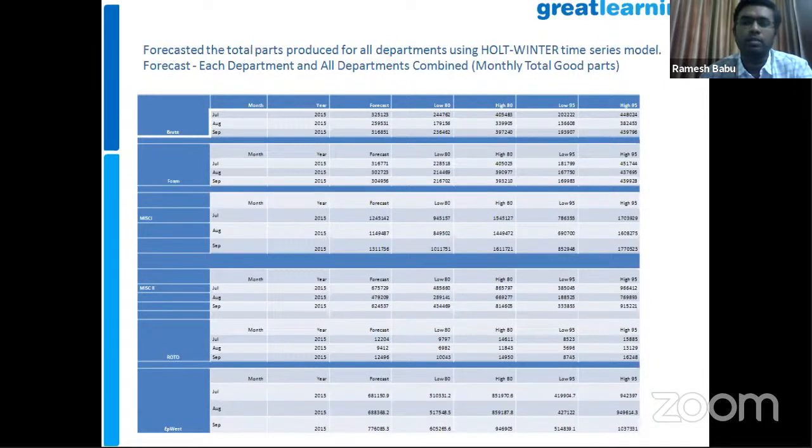So one, the pain point of the customer has been addressed here: turning off machines and saving power. Number two, the OEE has been calculated for the utility. So both of the problems are getting solved.